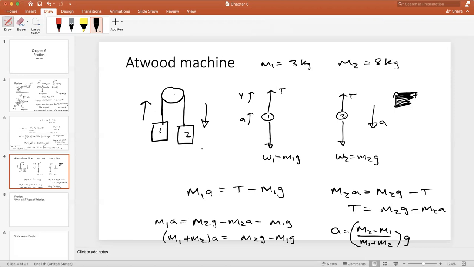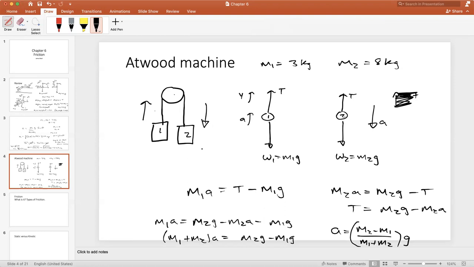That's an Atwood machine. I think it's even simpler than doing a flat surface, because you don't have to worry about normal forces. You just have to worry about the tensions. Later on, when we start worrying about whether or not a pulley can rotate, we're going to need to worry about the rotation of the pulley.